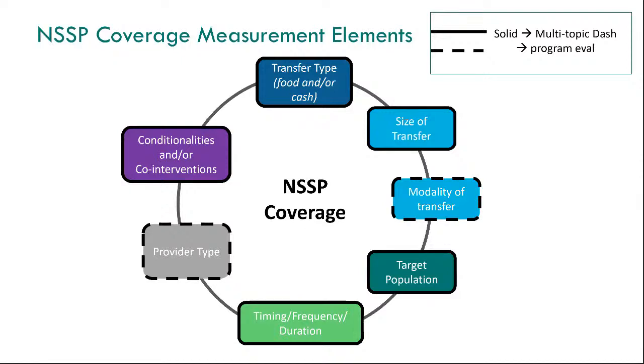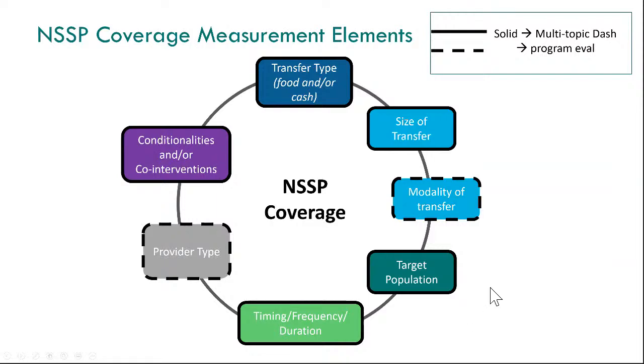This is the framework that has been developed for this project from all the work that we've done, in line with that IYCF example that I showed you. Here we've identified 7 broad elements that can be used to measure NSSP programs. These include transfer type, size of the transfer, modality of the transfer, the target population, timing, frequency, or duration, so the time element, the provider type, and then importantly, conditionalities or co-interventions.